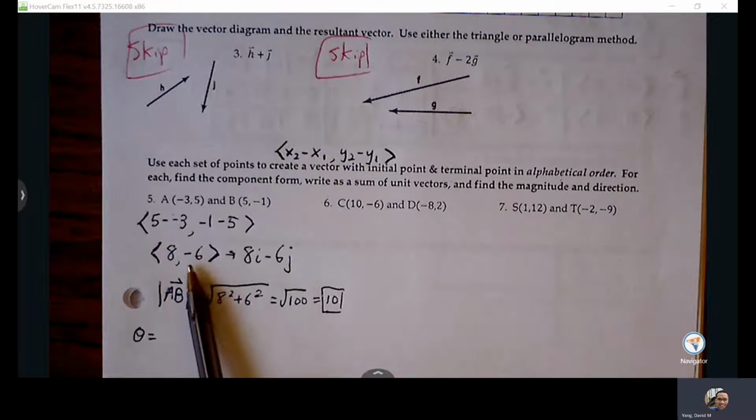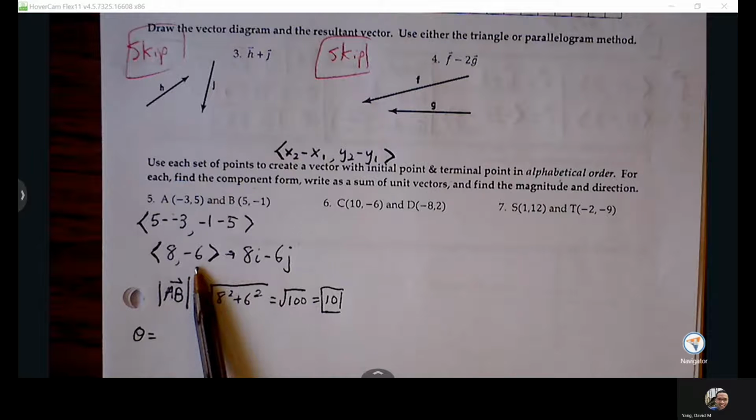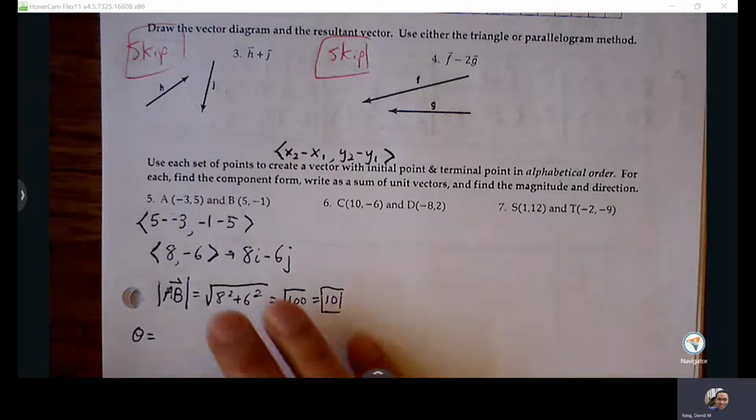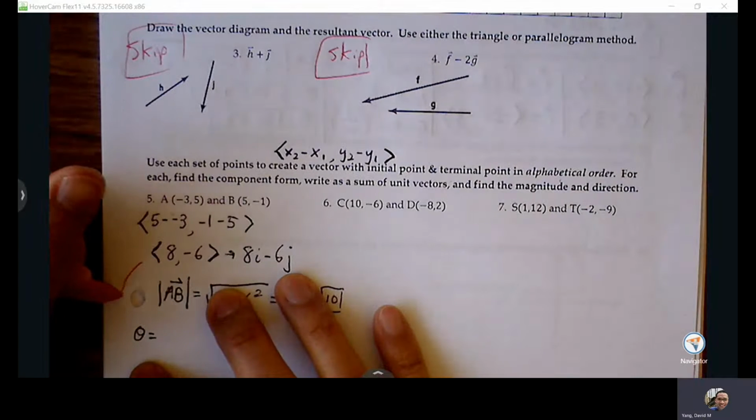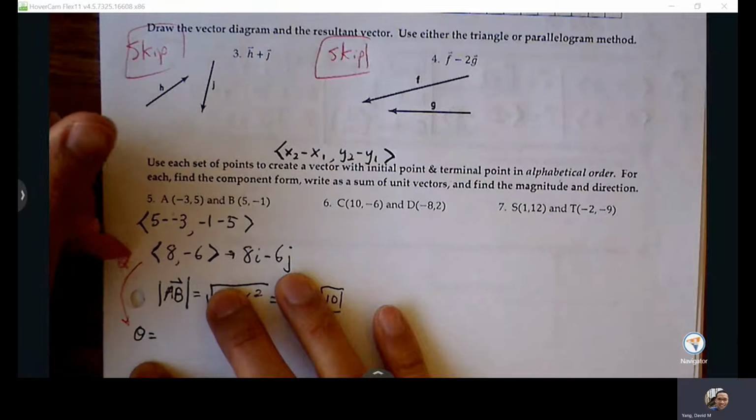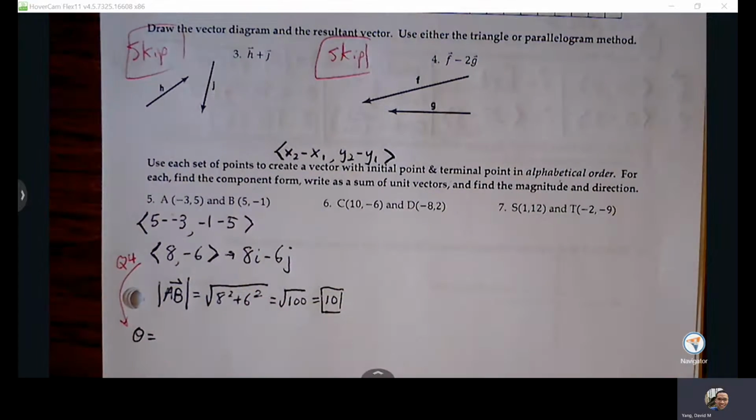We also make the decision though, right? Which quadrant are we looking at here? Quadrant 4, yep. So quadrant 4, we got to involve what? 360, yeah.